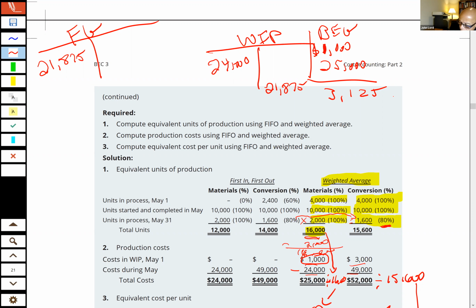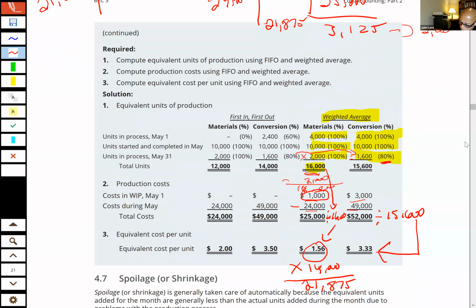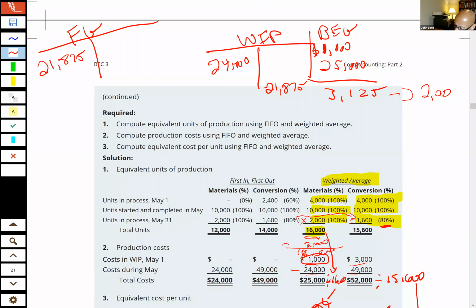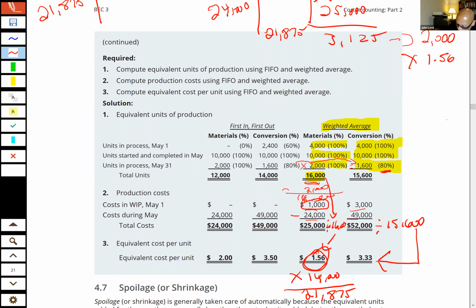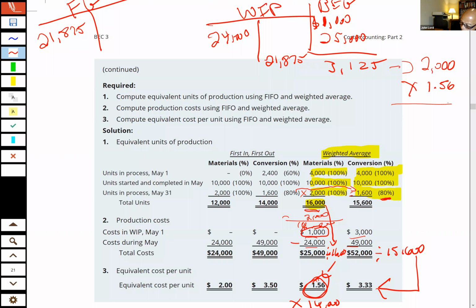Now, you can check this ending inventory number by saying, hey, 2,000. And on an equivalent unit basis, we have assigned a cost of what? $1.56 for the materials. So of those 2,000 that are left there, that's 2,000, right? Because we produced a total of 16, but we only transferred out 14 because we had 2,000 still in work in process, times $1.56, gives me that 3,125. So the figure actually checks that that's what gets left.